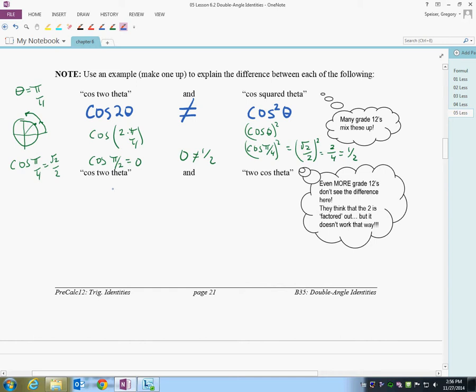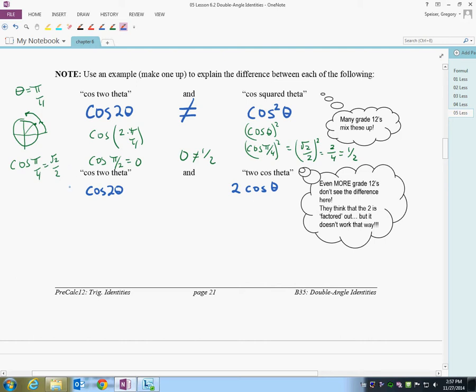Okay. So what about this one? What about cos 2 theta and 2 cos theta? We've just moved the 2 around, right? So be careful about this. This 2 cos theta will be looking like this. Here what we're doing is we're doubling the angle. Here we're doubling the x value of that angle.